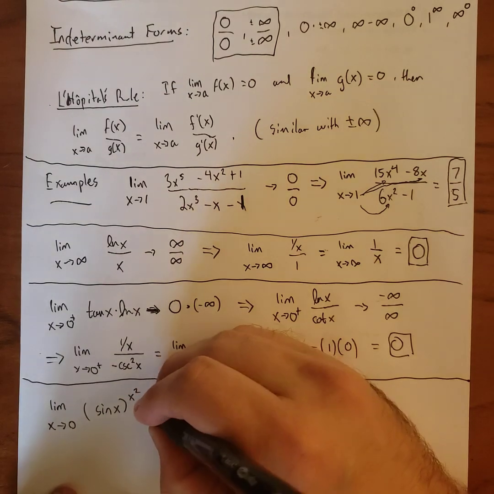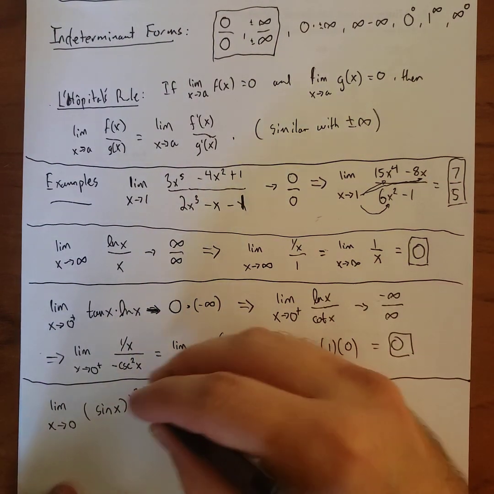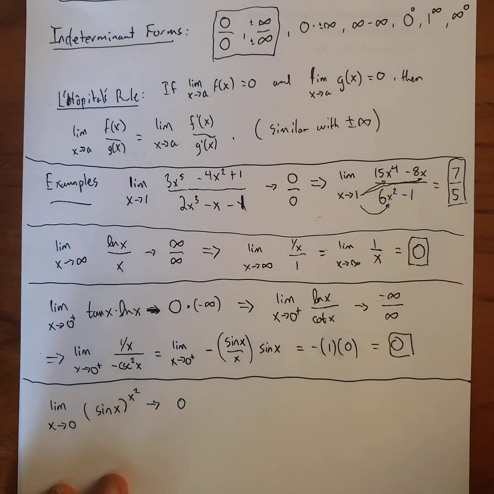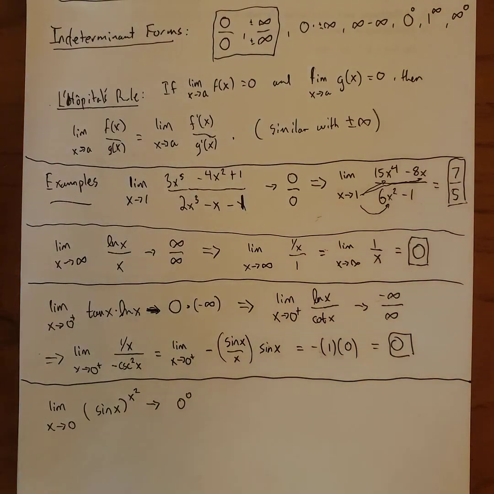So this is an example. If we try and plug it in, we get 0 here. Sine of 0 is 0, and x squared, 0 squared would be 0. So we get this indeterminate form, 0 to the 0. Again, there's 3 possible indeterminate forms that we can work with, and this is one of them.